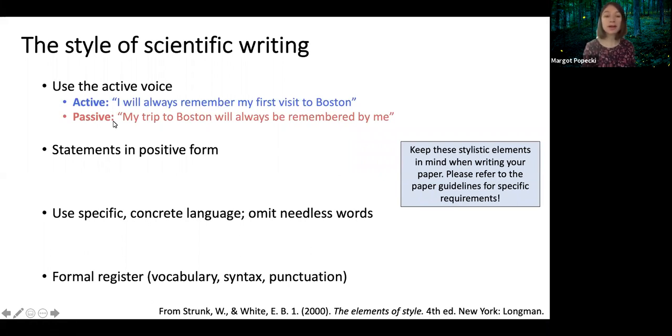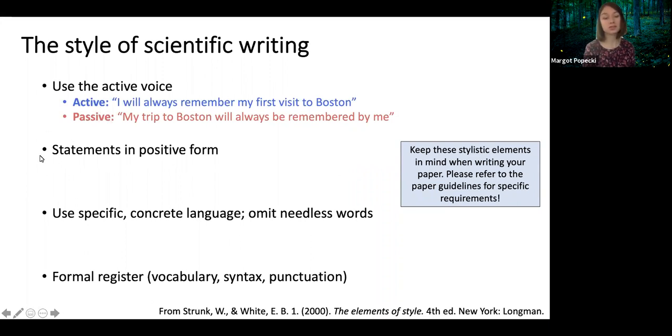But if you look at the passive example, my trip to Boston will always be remembered by me. I'm coming at the end of the sentence now. It's much more wordy and complex. And you kind of have to extract meaning from it. So I would say to avoid the passive voice with the exception of the methods section and focus on using the active voice.